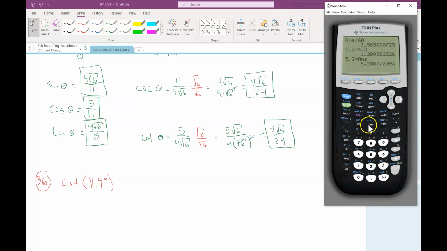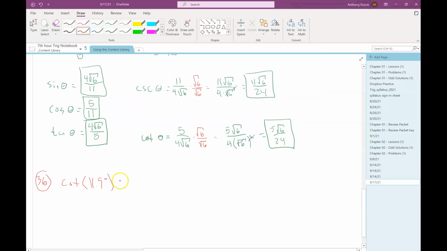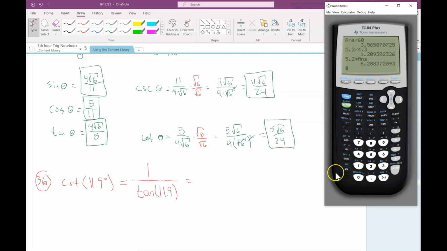Now, in my calculator, I have sine, cosine, and tangent right here for me. The problem is that this question has cotangent. So the way I'm going to take care of this is I know that cotangent is the same as the reciprocal of tangent. So I can just do 1 over tangent of 11.9. I can do that on my calculator with the division symbol, 1 over tangent of 11.9. So that answer should be 474.5.